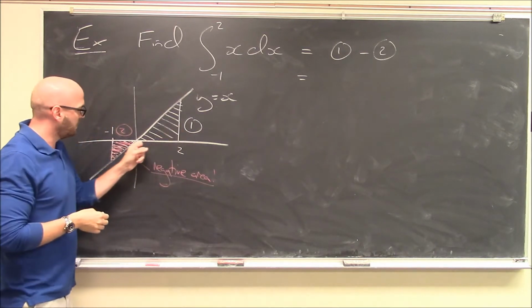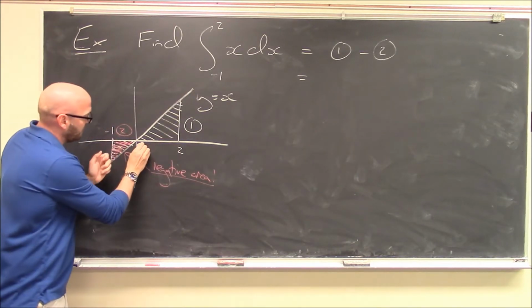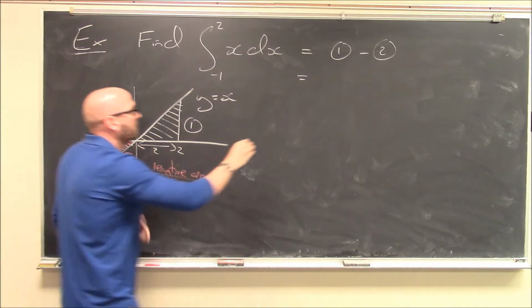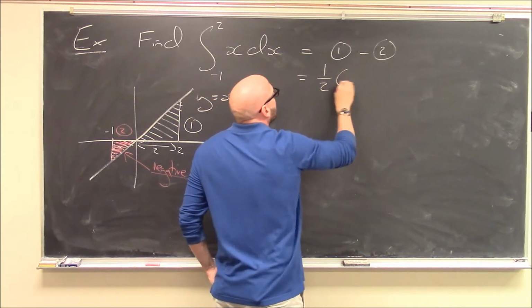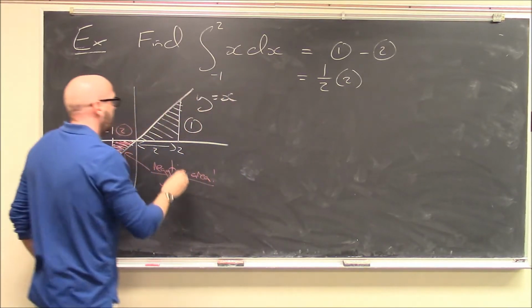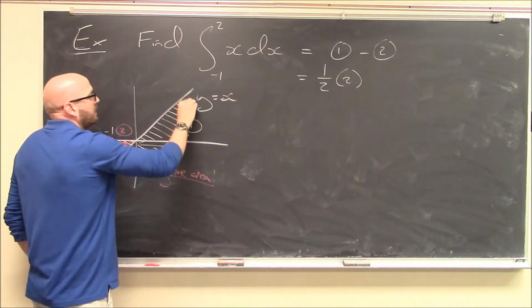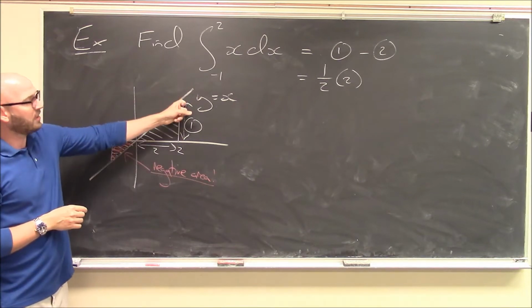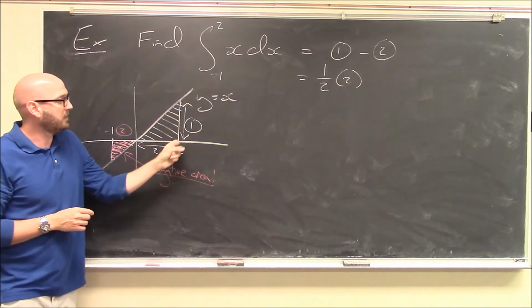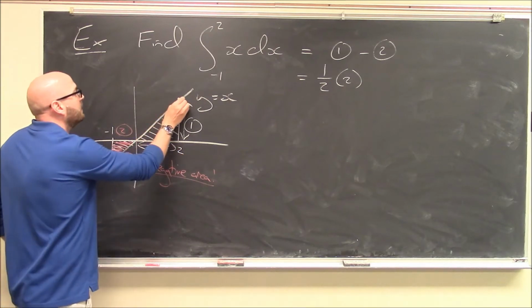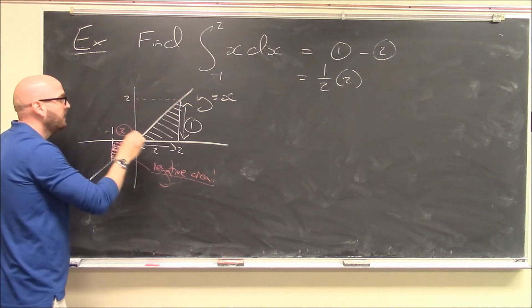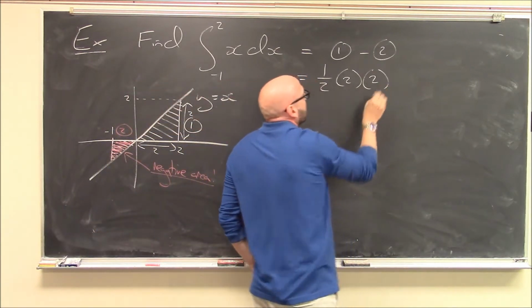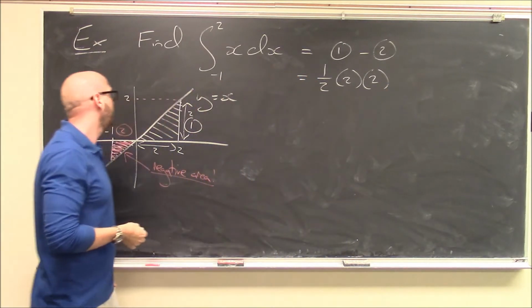So what's the area of triangle 1? What's the base width here? x equals 0 to x equals 2, that width is 2, right? So 1/2 times the base times the height. Well, what's the total height? If this is x equals 2, what's our y value? y equals x, so if x equals 2, then our y value right there is 2. So our height is also 2. So 1/2 times the base times the height gives us 1/2 times 2 times 2.